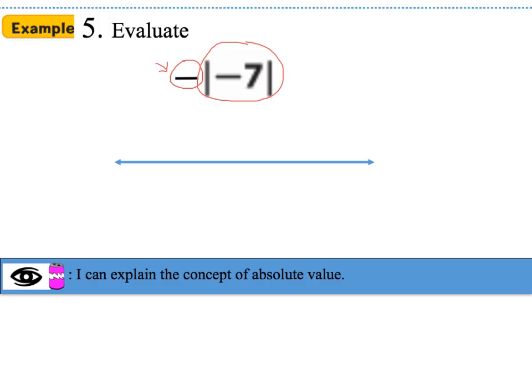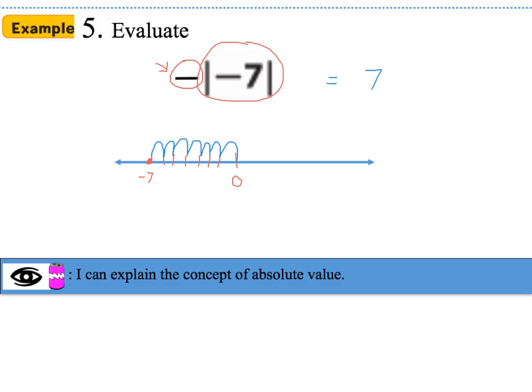So I'm going to go ahead and graph it. Here's 0. And negative 7 is on the left-hand side of 0 because it's negative. So here's negative 1, negative 2, negative 3, negative 4, negative 5, negative 6, negative 7. And I'm going to go ahead and graph it right there. I know that the absolute value of negative 7 is 1, 2, 3, 4, 5, 6, 7. It's 7 because it's equal to 7 spaces away from 0.